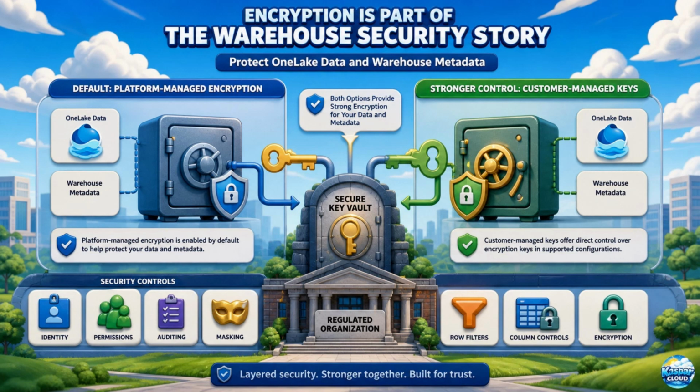When customer managed keys are enabled, both warehouse metadata and OneLake data can be protected using encryption keys stored and managed through Azure Key Vault. This capability is particularly important for regulated industries and enterprises that require centralized key lifecycle management, rotation policies, and stronger control over sensitive analytical assets. Effective security architecture should combine encryption with identity management, permissions, auditing, masking, row-level security, and governance controls rather than relying on encryption alone.